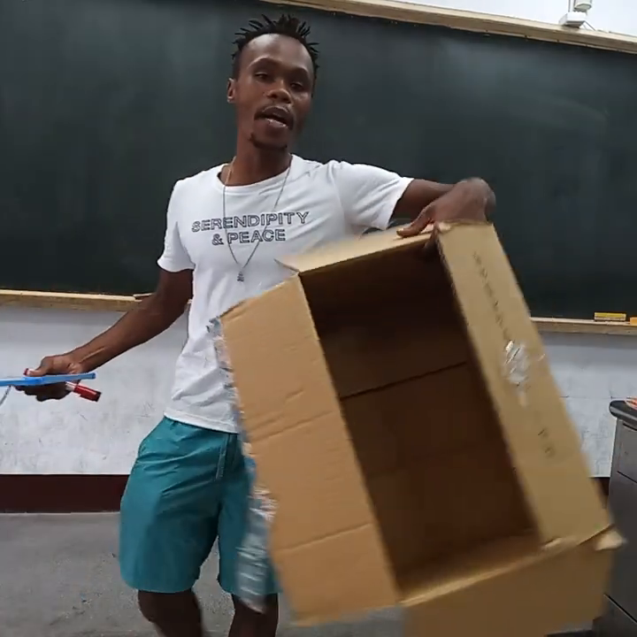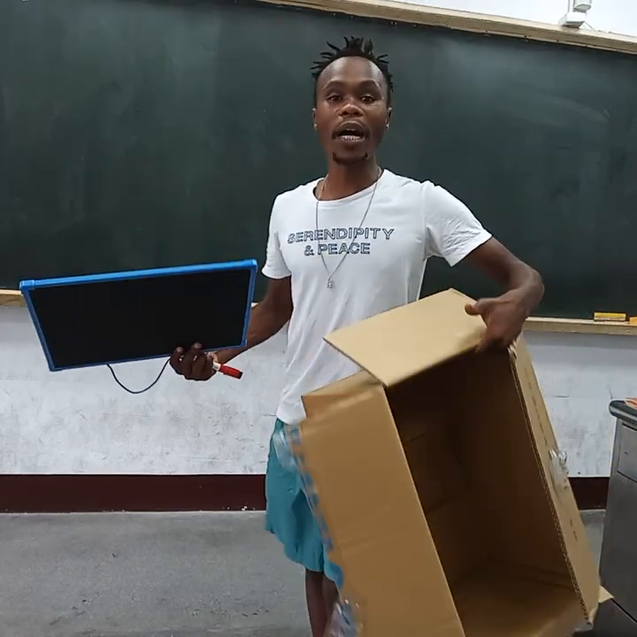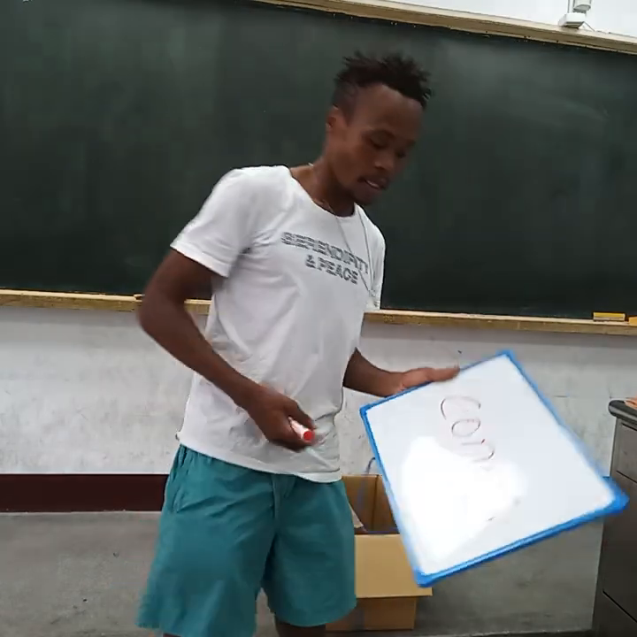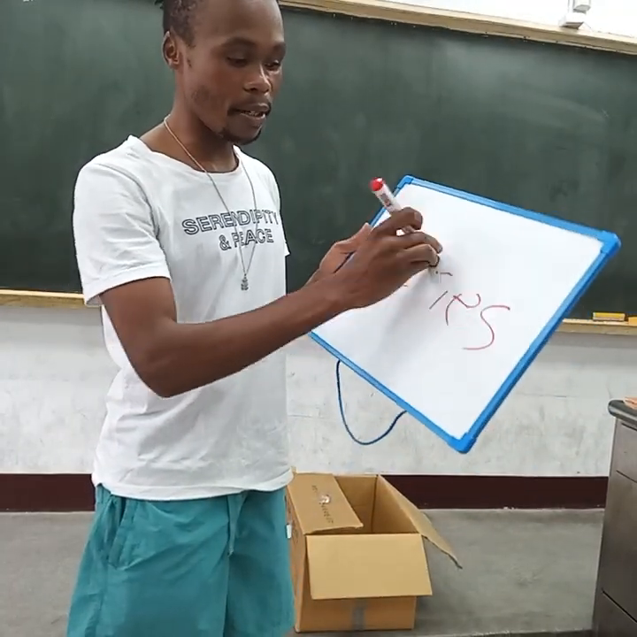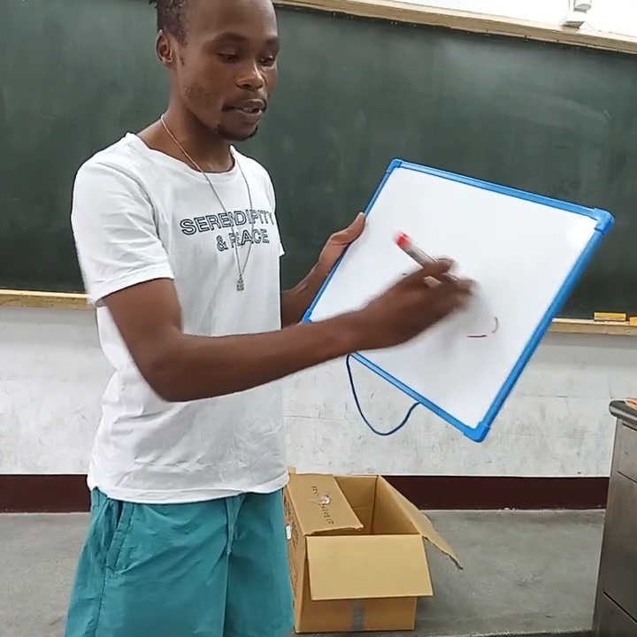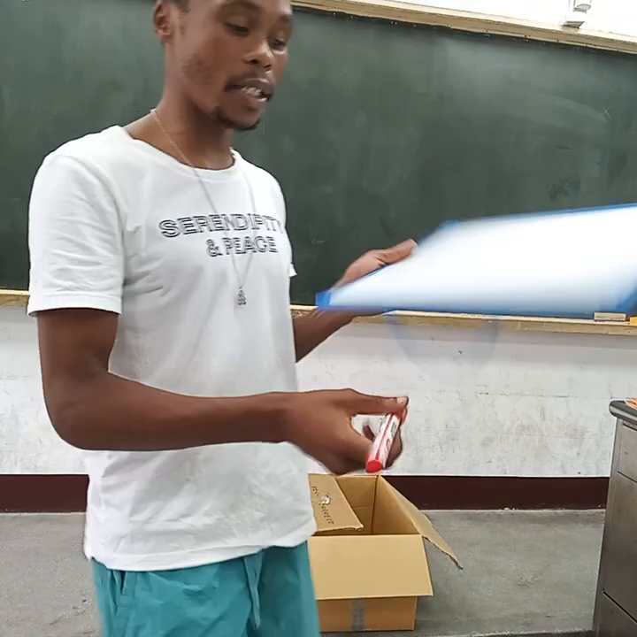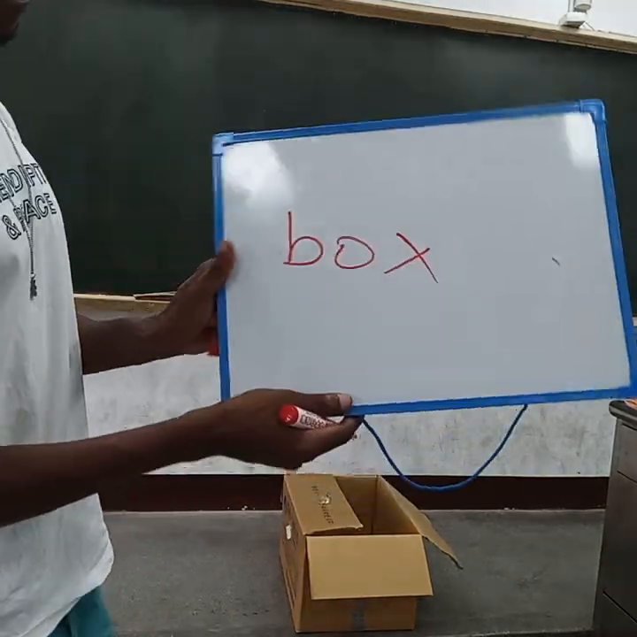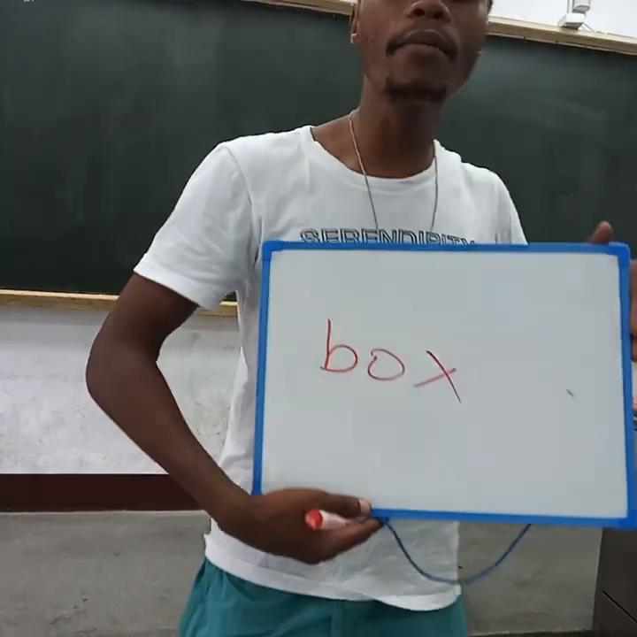Then the last one is this one. What do we call this one? We call it a box. All right, we call it a box. Okay, so it's an empty box. It doesn't have anything. A lot of times you find boxes with stuff in them, but this one is an empty one. We call it a box.